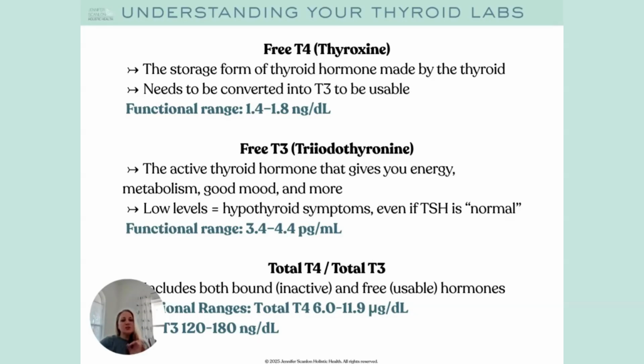Usually, we want to pay more attention to free T4 and free T3 because that is what is available for your cells to use. Total T4 and T3 gives us a little bit of a more nuanced picture of what's going on, especially if we also measure thyroid binding globulin, which we're going to talk about in a few minutes. But just for basics, if you want the most basic thyroid lab that's going to give you good information, we want to look at TSH, free T4, and free T3.